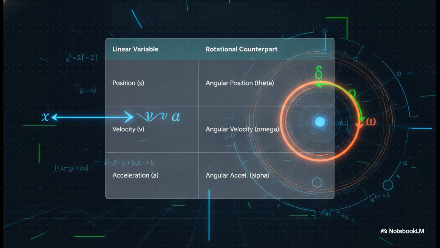When that angular position changes over time, well, we get angular velocity, represented by a lowercase omega. It's the exact rotational counterpart to linear velocity. And when that spinning speeds up or slows down, we get angular acceleration, represented by alpha. We're literally just swapping out the letters, but the underlying concepts of tracking motion remain completely identical.